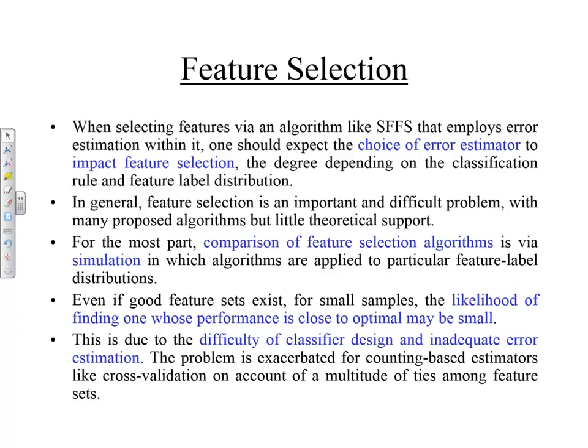When you have small samples, it's hard to design the classifier, right? And even the error estimation is also difficult because you have small samples, a little bit of data. Are you going to use it for designing the classifier, or are you going to use it for estimating the error? Okay, or maybe you'll try to mix and match and all that stuff. So the problem is exacerbated for counting-based estimators like cross-validation on account of a multitude of ties among feature sets. There might be many feature sets that work equally well. Okay, so then which one are you going to choose? So what's the tiebreaker going to be?